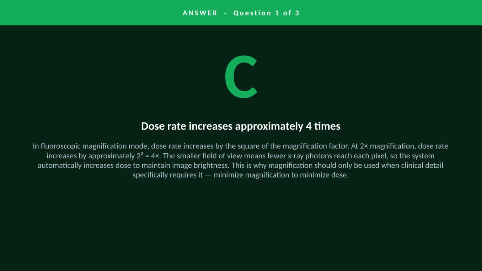The answer is C. The dose rate increases approximately 4 times. In fluoroscopic magnification mode, dose rate increases by the square of the magnification factor. At 2 times magnification, 2 squared equals 4 times the dose rate. The system needs more radiation to maintain image brightness across the smaller active detector area. Use magnification only when the clinical detail requires it, and return to normal mode immediately after.